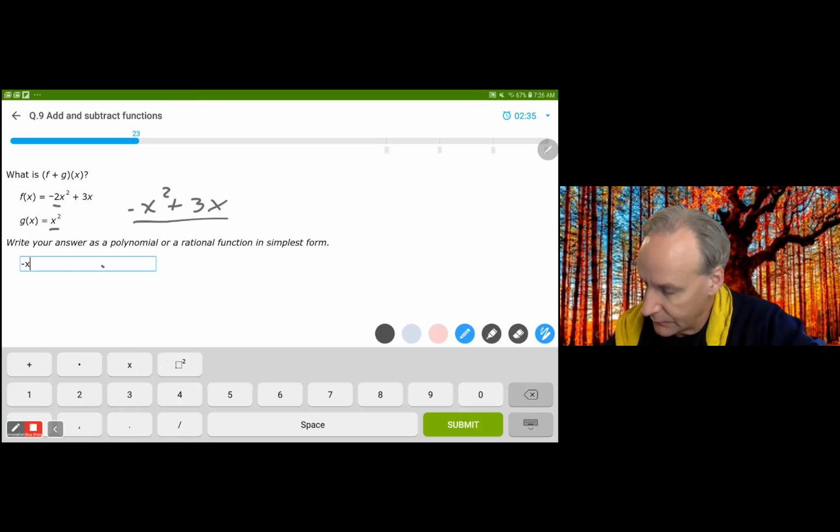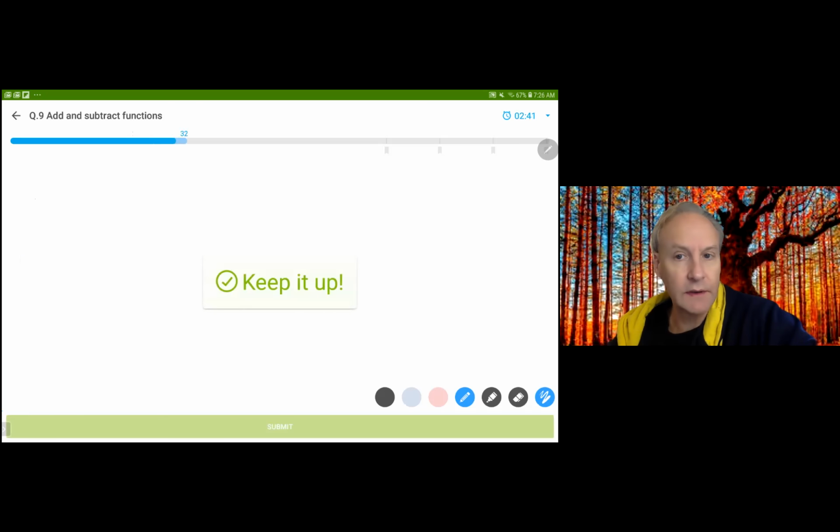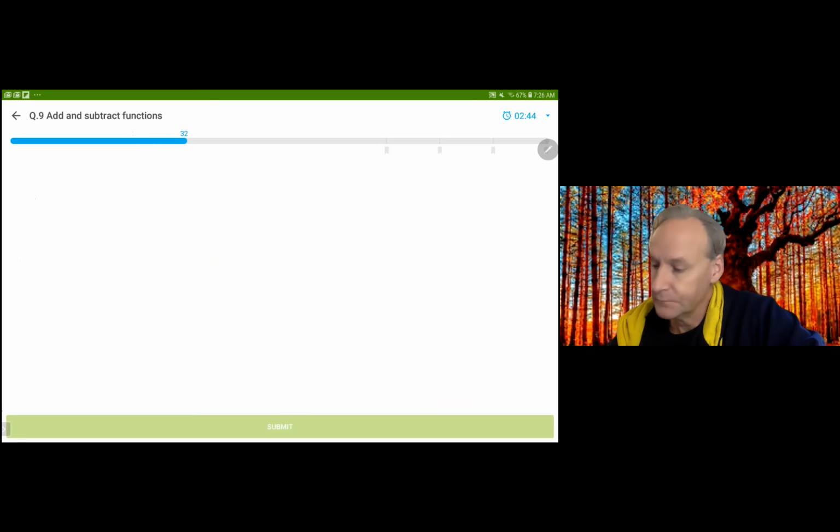Negative x squared. My negative keeps getting covered up. Maybe that's what I was having trouble with before. I'd swear I put the right answer and then it would be wrong.